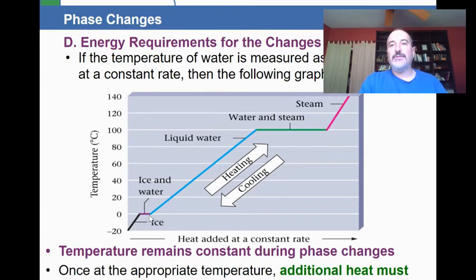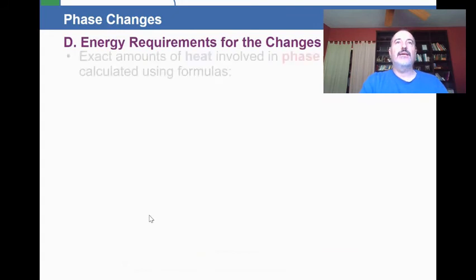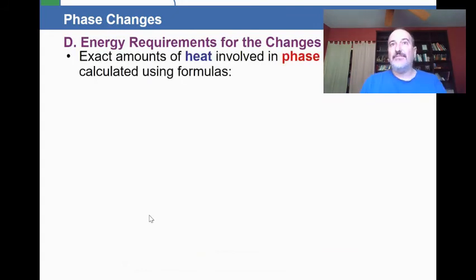Once at the appropriate temperature, additional heat must be added or removed to cause the phase change. Now, the exact amount of heat involved in phase changes can be calculated using very simple formulas. Before, you learned Q equals mCp delta T. All right, the amount of heat is equal to the mass times the change in temperature times the specific heat capacity of the substance. Well, with these, it's very similar, but since there's no change in temperature, there's no delta T, there's no temperature involved at all. So these just involve the mass, right?